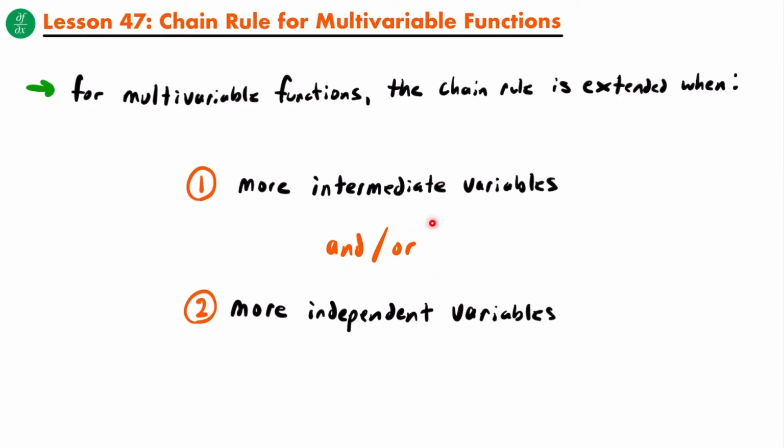Okay, so it could be one or the other, or both at the same time, but when this is the case, our chain rule from Calculus 1 no longer applies. We need to extend that chain rule to account for these other cases. And so, let's take a look at how we will extend the chain rule for these other cases by first considering the scenario where we keep one independent variable but expand to two intermediate variables.